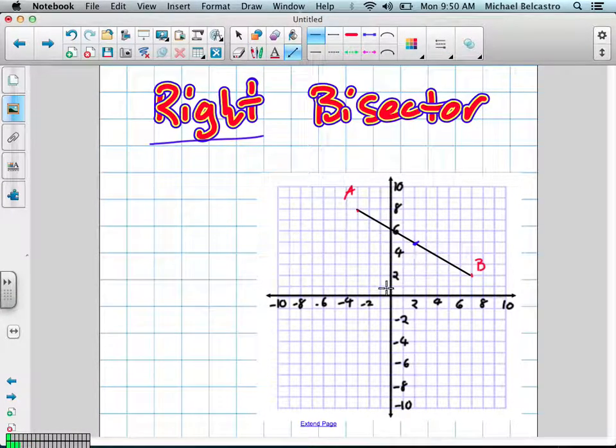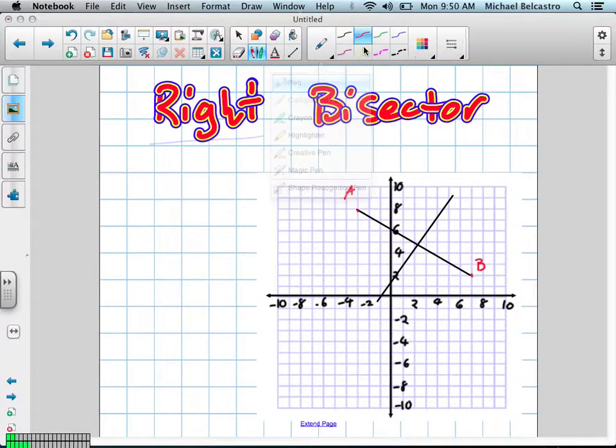So we're going to be creating some line that goes through the midpoint and is at a right angle to our original line. Okay, so we need to find the equation of this line here. That's what's important to us. So the very first step we're going to do is find the midpoint of this line.